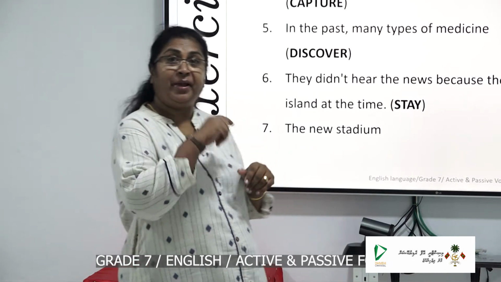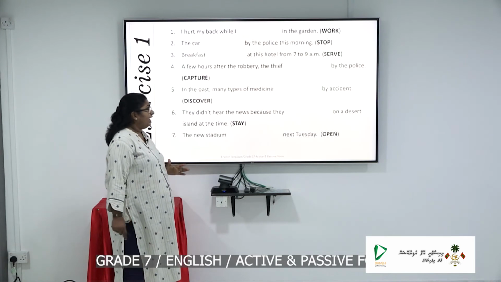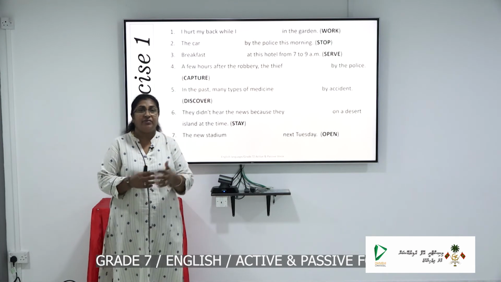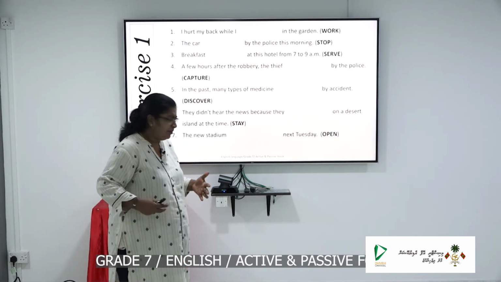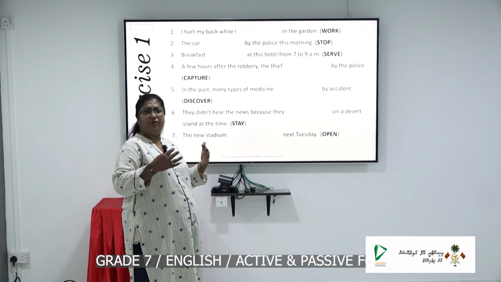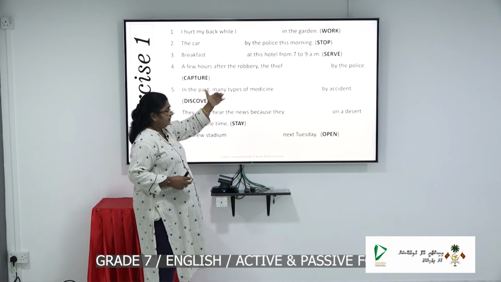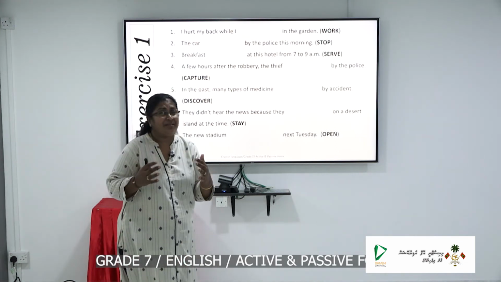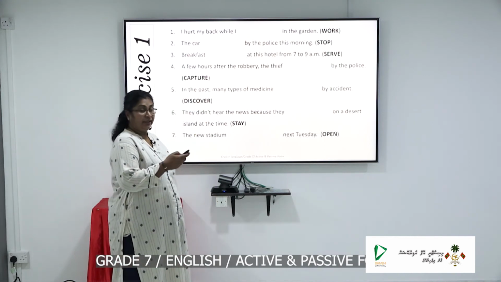Okay, now let's come back. I hurt my back while I was working in the garden. And the verb we have is work, right? So what will it be? While. Something, an action, is going on, okay? So I hurt my back while I was working in the garden. While I was, it's something past.